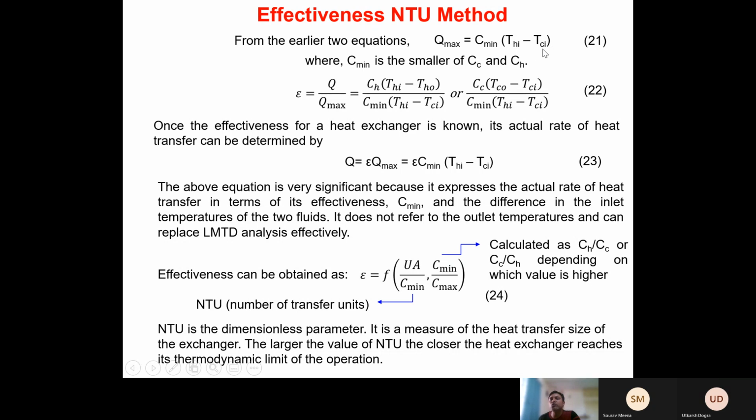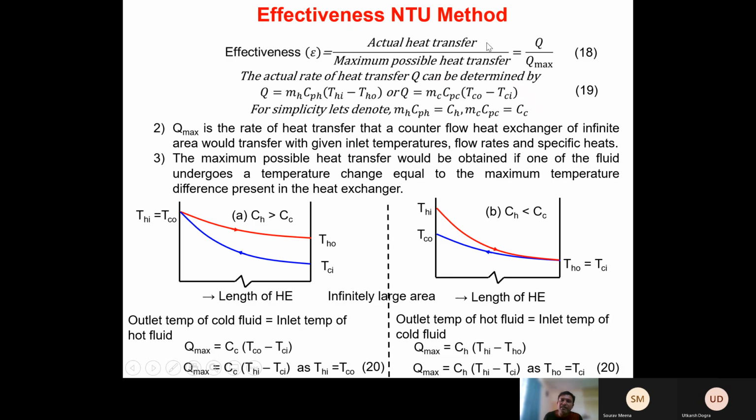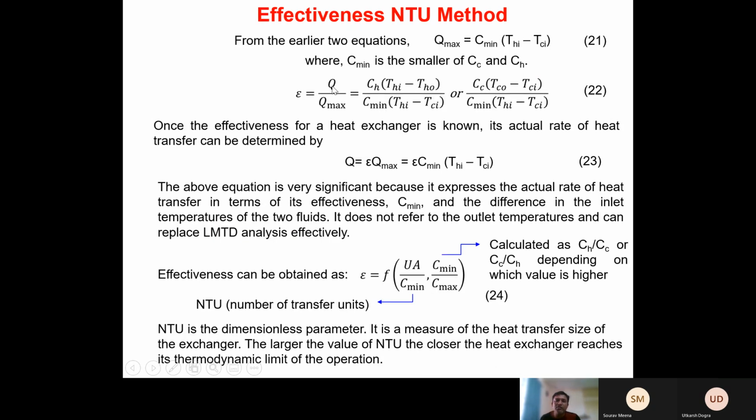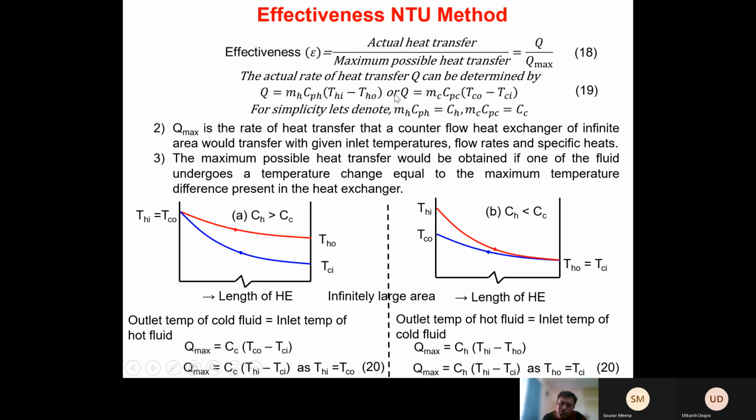Okay, so that is what we have written here. Qmax is given as Cmin into THI minus TCI, isn't it? Now effectiveness we have already defined. Effectiveness is actual heat transfer divided by Qmax. So we can write effectiveness as Q by Qmax. Q is given as CH times THI minus THO, divided by Cmin times THI minus TCI, or it can be given as Cc times TCO minus TCI divided by the same. The denominator remains the same, but for the numerator I can use either expression, it doesn't matter because both are the same sensible heat, correct?